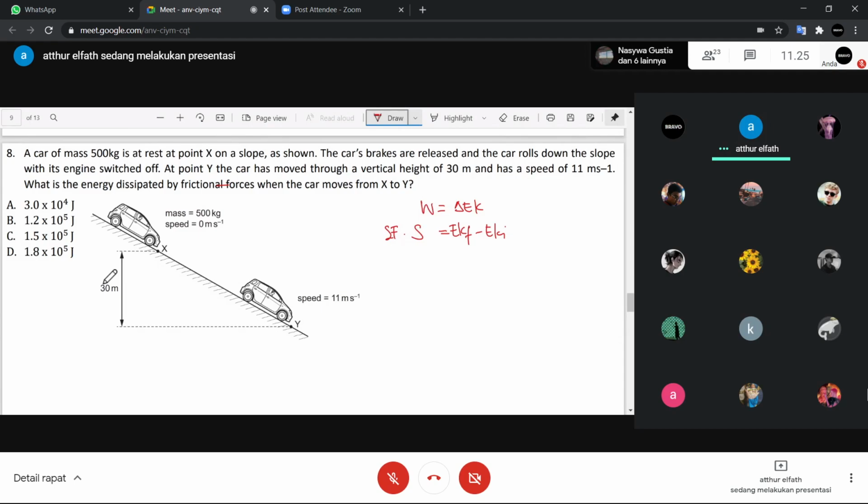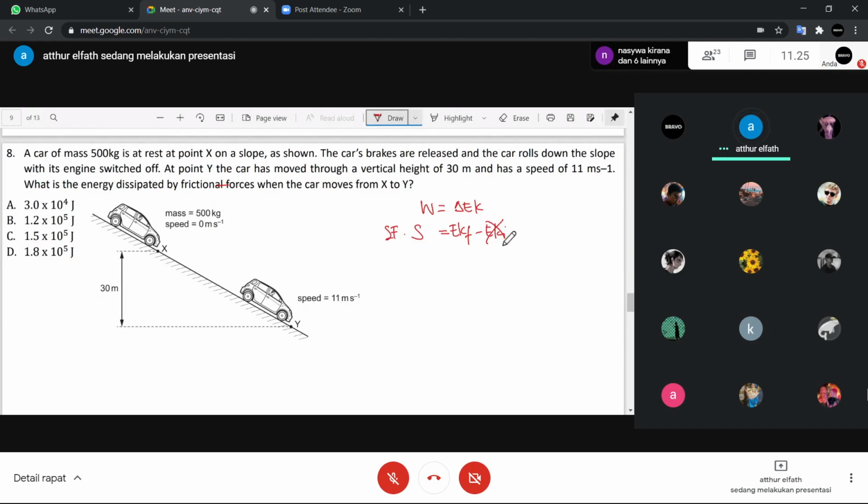Of course, the distance and the height are different. Even though the height is 30 meters, it doesn't mean the distance is the same as the height. The number will be different. From this figure, it's obvious the initial speed equals 0, so we can omit this one.